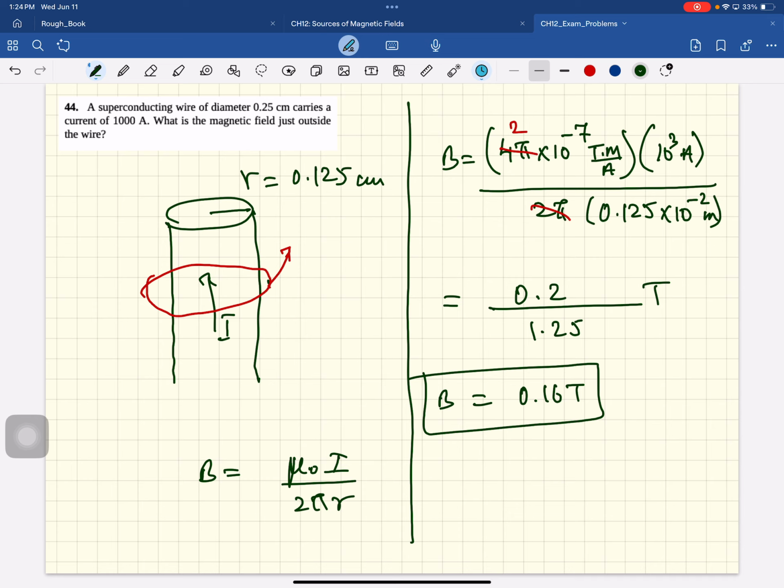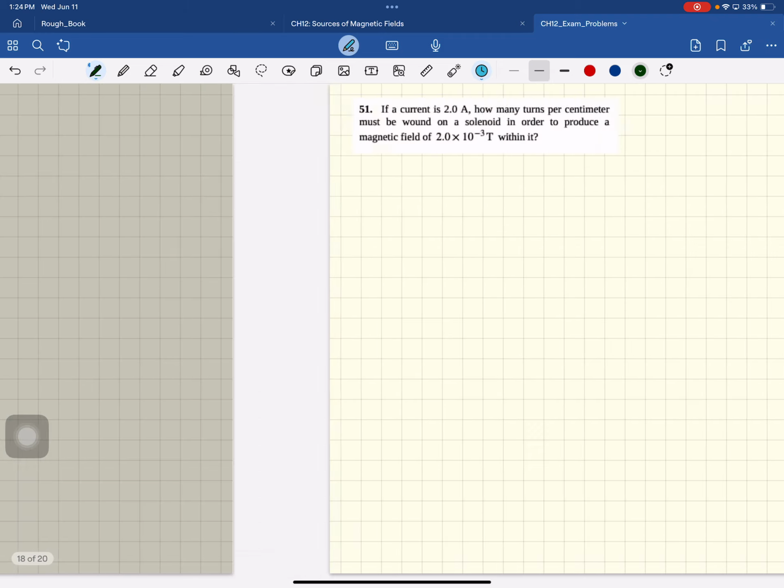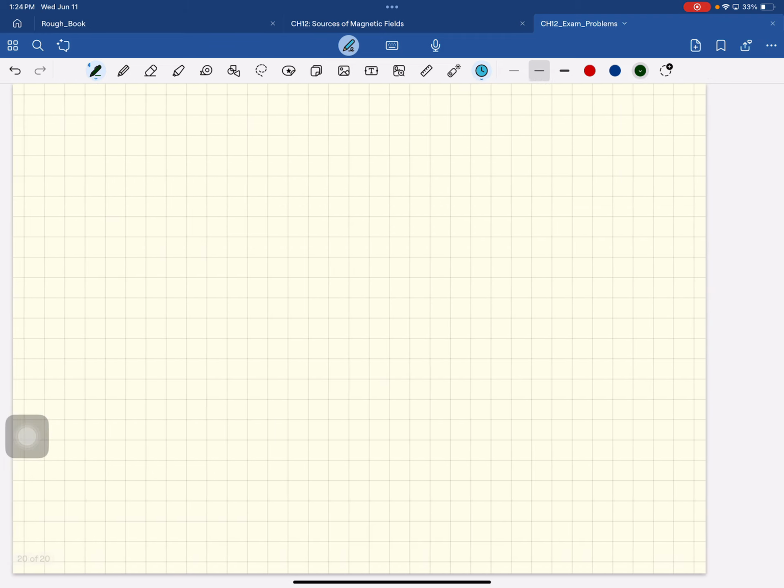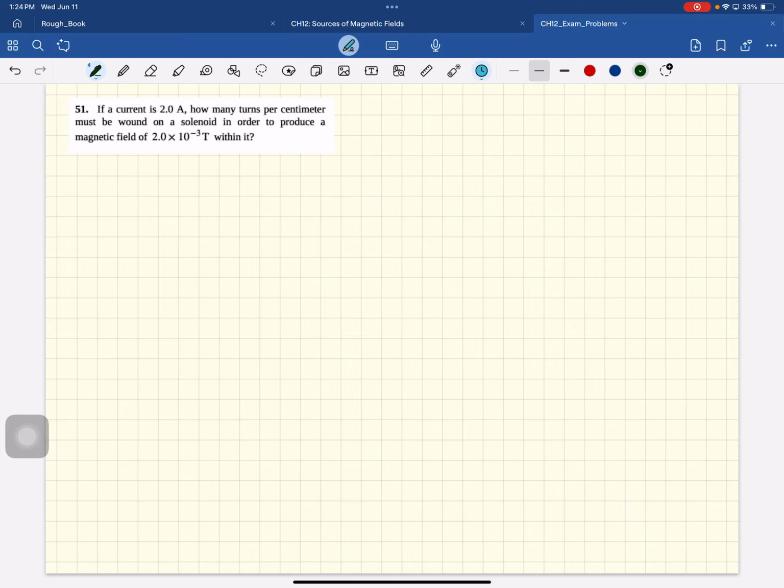So just outside this 1,000 amp carrying conductor. If a current of 2 amps, how many turns per centimeter must be wound on a solenoid in order to produce a magnetic field of 2 times 10 to the minus 3 Tesla within it?